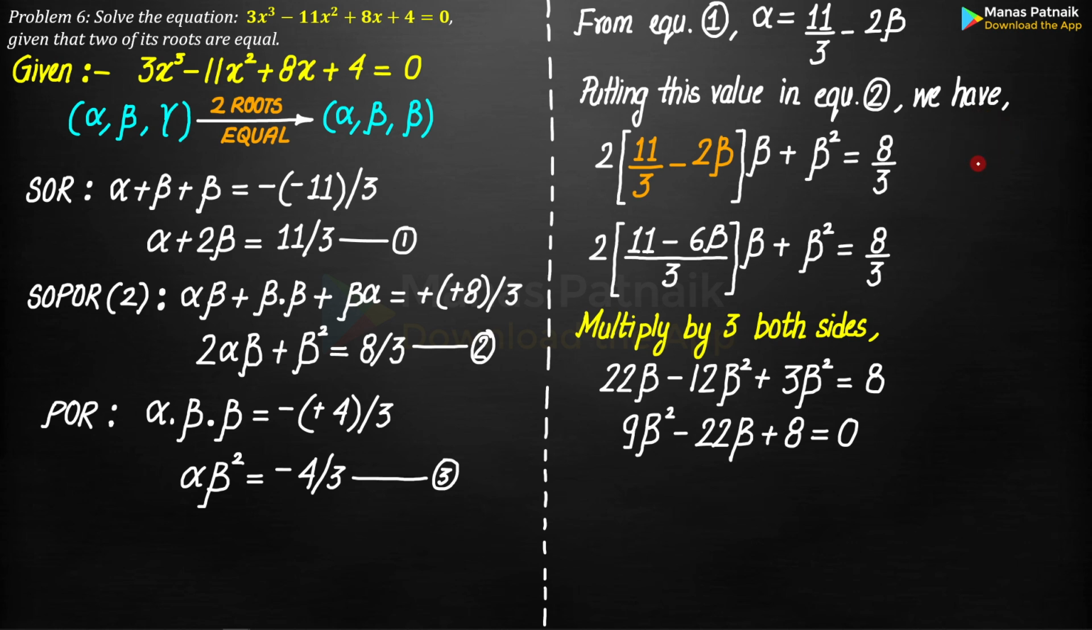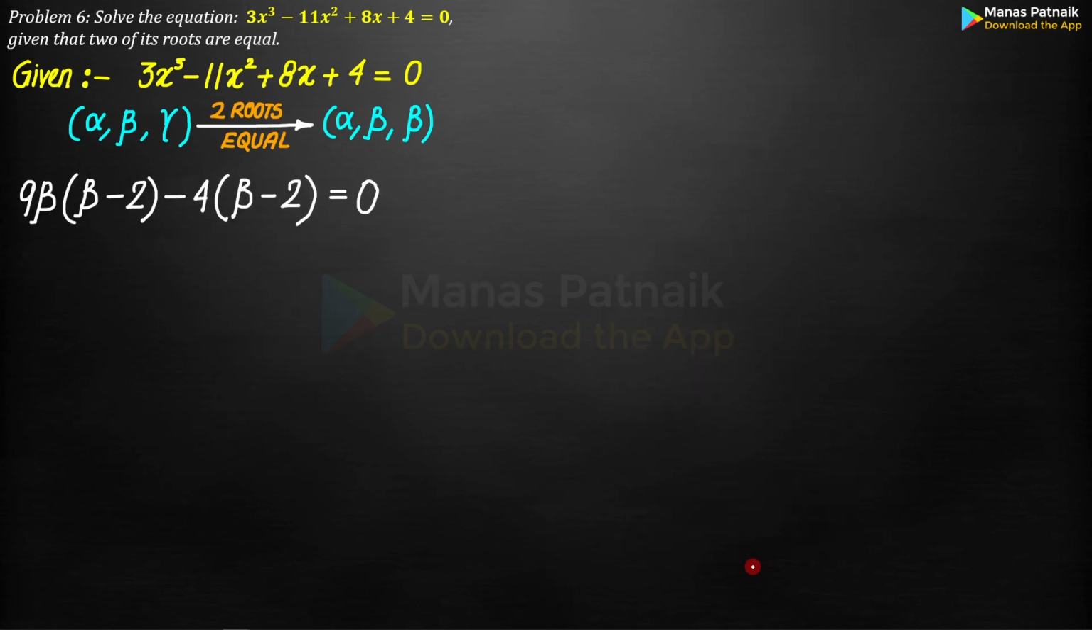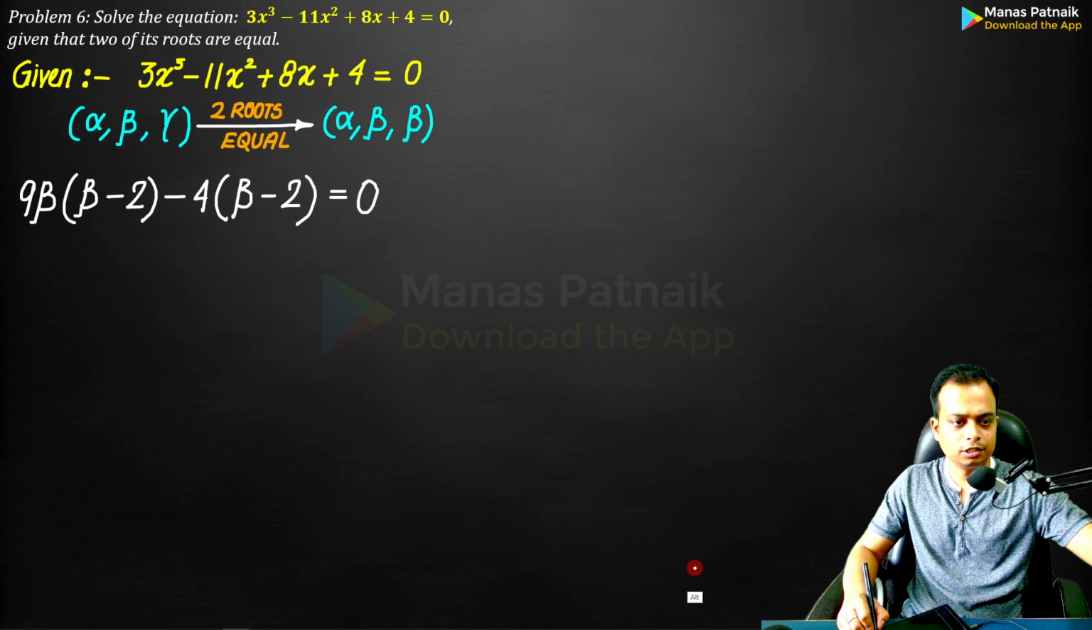Right? So this is what we need to apply. 9 beta square minus 18 beta minus 4 beta plus 8 equals 0. Take 9 beta as common. And here take minus 4 as common. Okay. Let me go back. Let me write this again. Here we go.